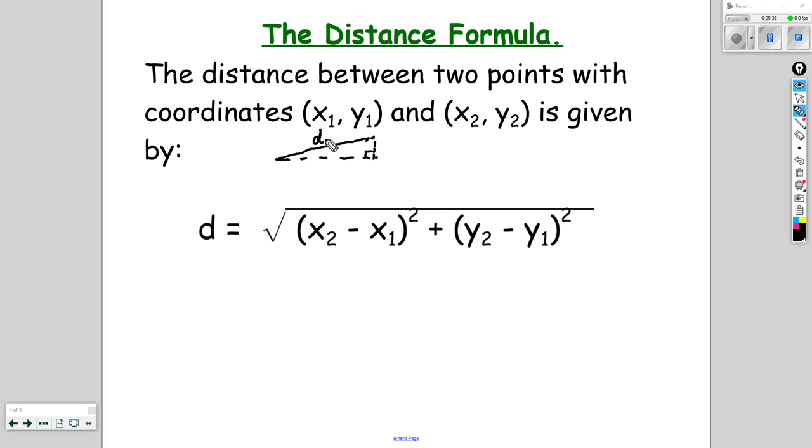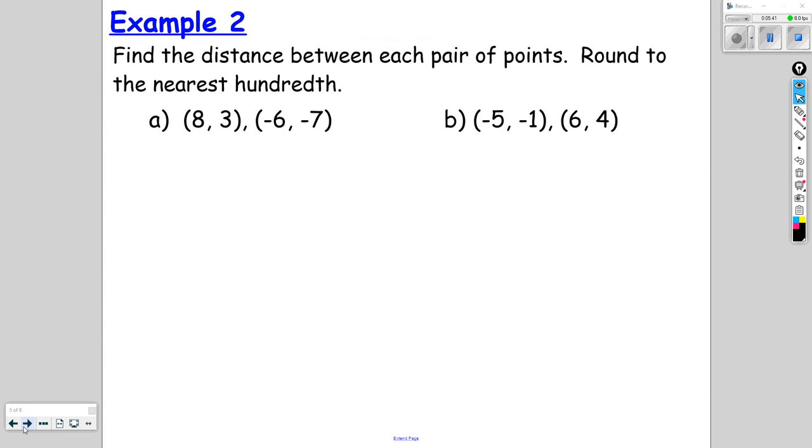All right, so now let's use this. So we can call the first point x sub 1, y sub 1. We could call that second point x sub 2, y sub 2. And just as a side note, it doesn't really matter what point you call x sub 1, y sub 1, and what point you call x sub 2, y sub 2. Just pick a point, call that first point x sub 1, y sub 1. Pick another point, call that second point x sub 2, y sub 2. All right, then from there, we're just going to plug this into the distance formula.